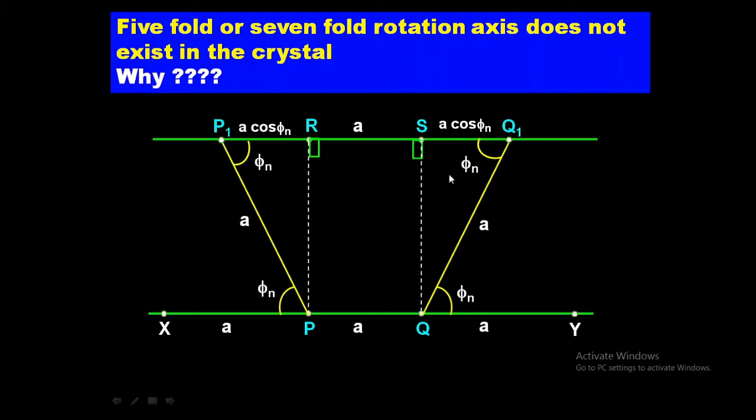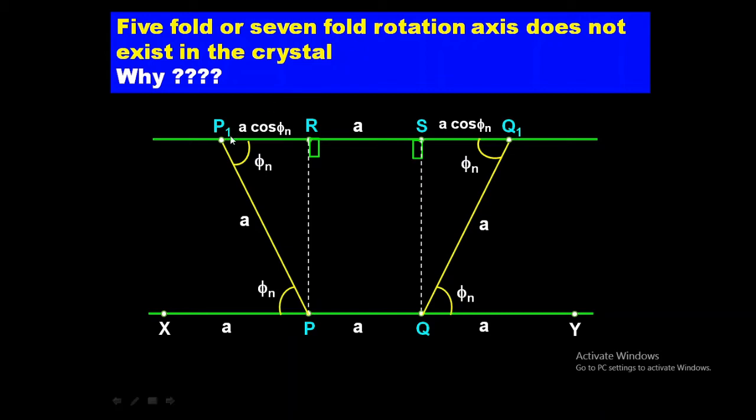I will tell you one important thing. When we shift the lattice point from P1 to Q1, we have to do some translations. We have to go from P1 to R to S, and S to Q1. If I want to reach from P1 to Q1, how many translations we have to do, we don't know. Suppose going from P1 to Q1 we have to do M translations. So M into the translation vector.